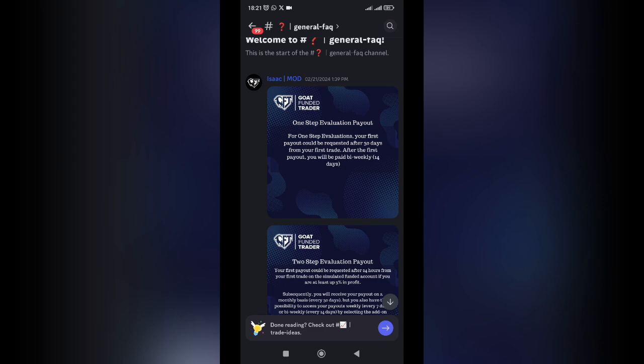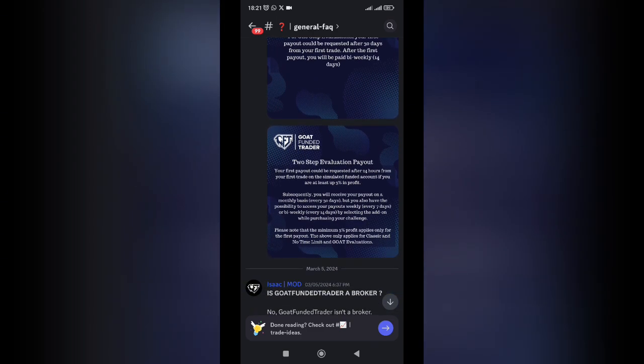Okay, now we have two-step evaluation payouts. For a two-step evaluation, your first payout could be requested after 24 hours from your first trade on the simulated funded account if you are at least up 3% in profits. Subsequently, you receive your payout on a monthly basis, that's every 30 days, but you also have the possibility to access your payout weekly, every 7 days, or bi-weekly, every 14 days, by selecting the add-on while purchasing your challenge. Please note that the minimum 3% profit applies only for the first payout. The above only applies for classic, no time limits and GOAT evaluations.